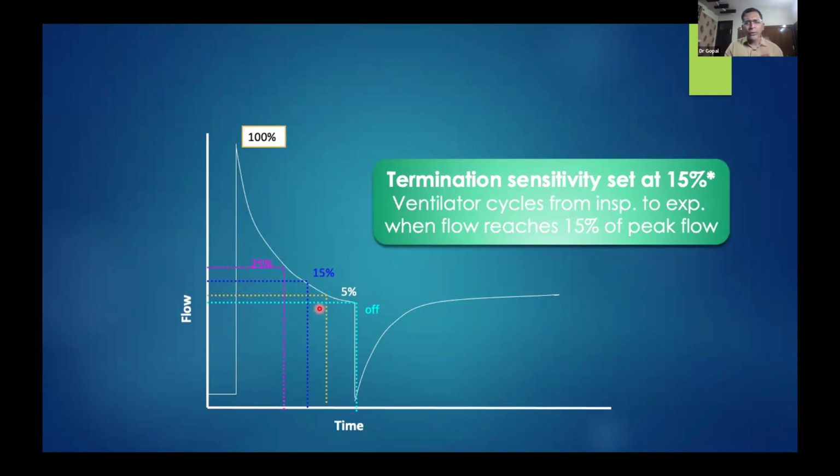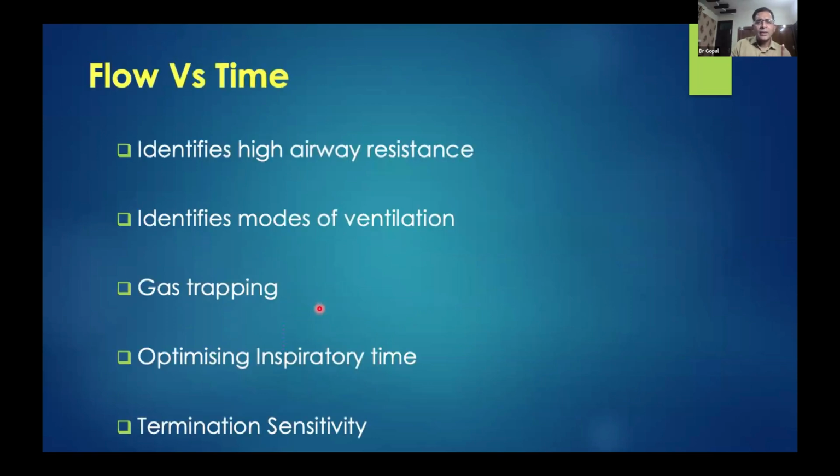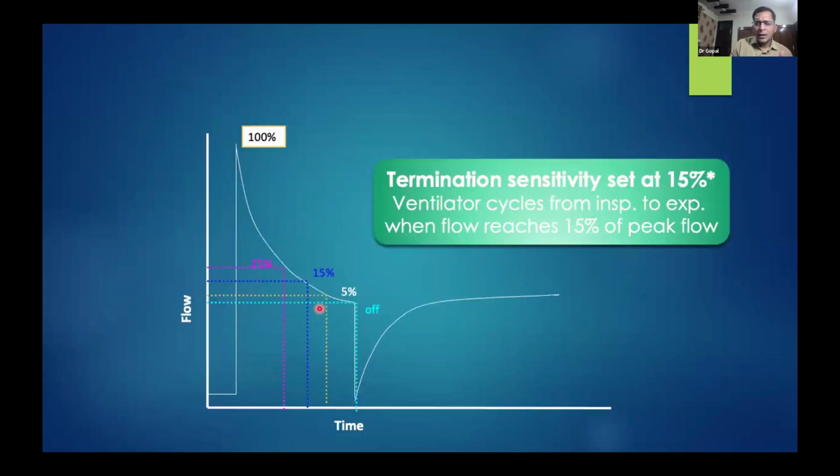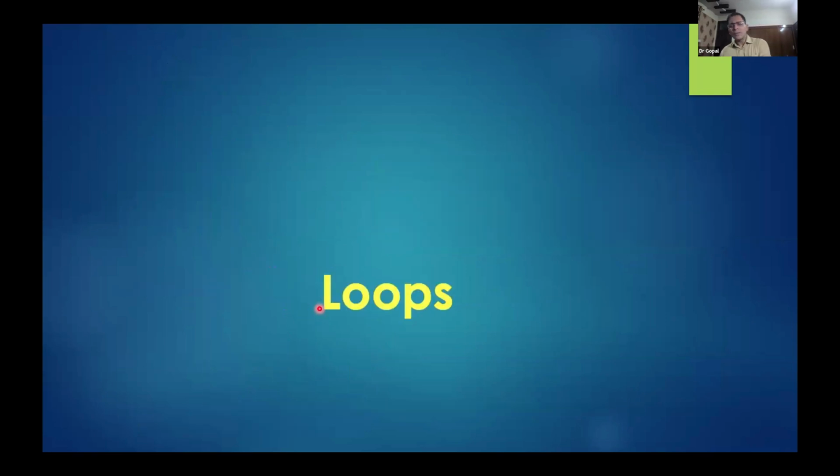So these are the few utilities of the flow time loop. Again, I'll revise it. You can identify modes of ventilation, you can identify resistance, you can identify gas trapping, you can decide inspiratory time and optimize it, and the last of all is termination sensitivity. Okay. So we'll move on to the loops now.